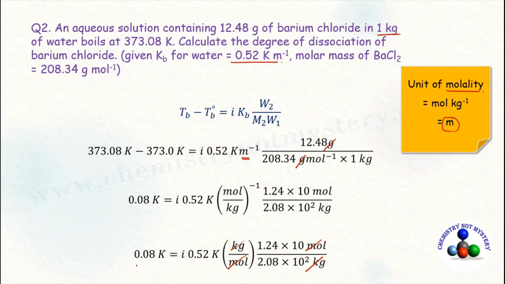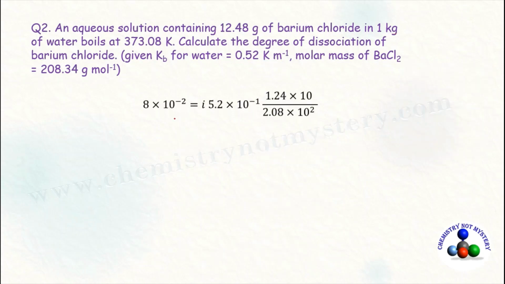Now let's convert 0.08 and 0.52 into scientific notation. So here you will get 8 into 10 raised to minus 2 is equal to I into 5.2 into 10 raised to minus 1 multiplied by 1.24 into 10 divided by 2.08 into 10 raised to 2.